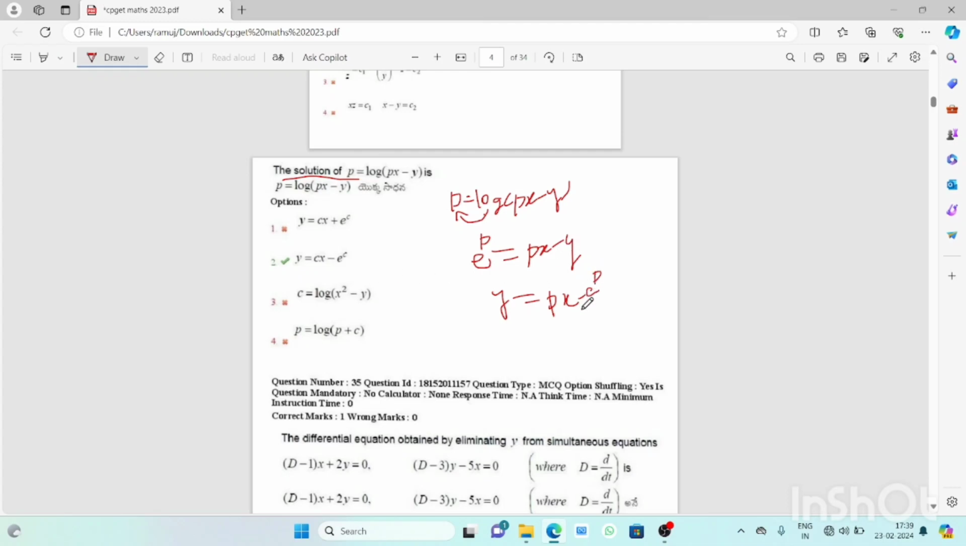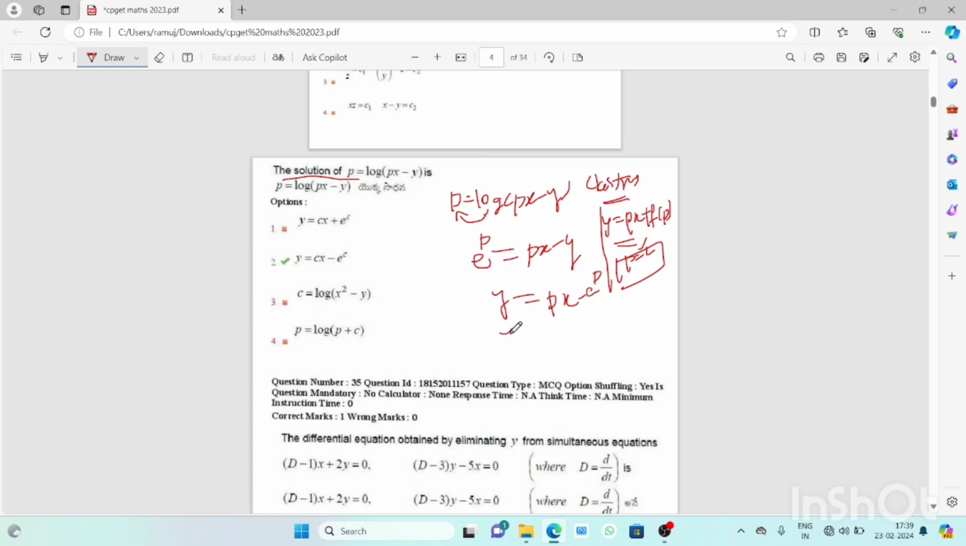Whenever, in general, y is equal to px plus f of p is there, we can call this Clairaut's form. Whenever this type of form is there, we can simply substitute p as c. So we directly get the solution of this type of differential equation.